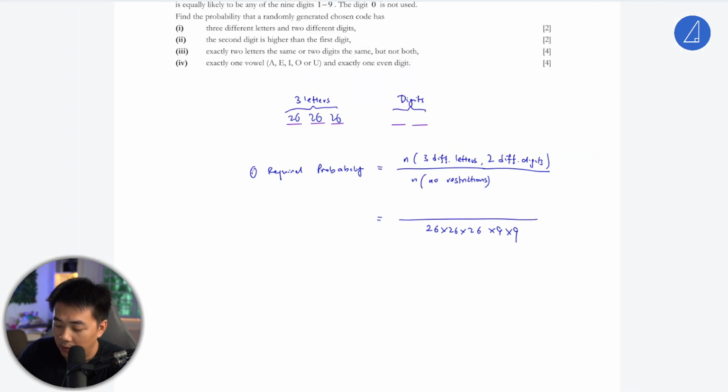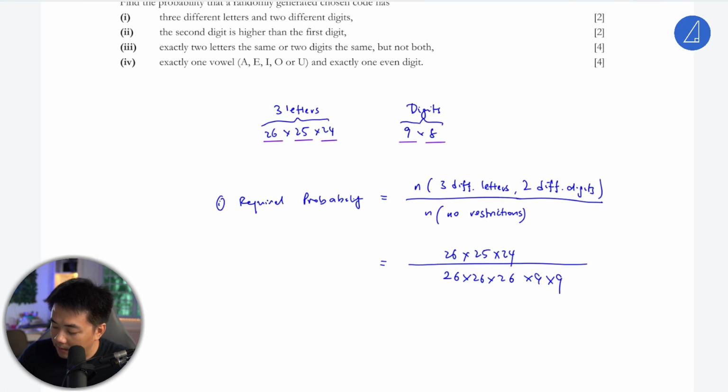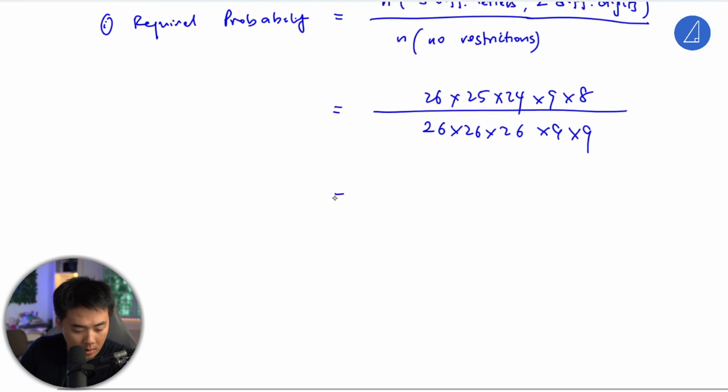So then after which what we need to think about is the number of ways which we could put three different letters here. That will be 26 multiplied by 25 multiplied by 24, right? Then in this case here we have 9 times 8. So this is 26 times 25 times 24 times 9 multiplied by 8. So I think that's pretty okay as well. So this should be your answer. It will be 400 over 507.